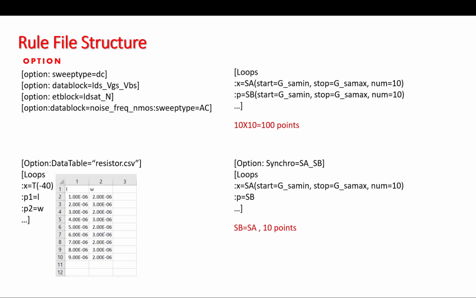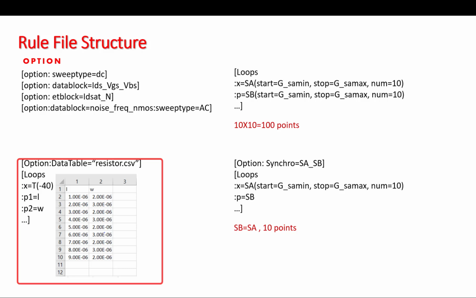You can also use the option part to control the loops. For example, if we have 10 lengths and 10 widths, you finally have 100 different combinations. But what we want is only 10 length-width pairs. In this case, you can enter a data table here and provide the table name, and put the file in the same directory as the rule file. Inside the table, you can see different width length combinations. It's only 10 pairs of width and length, not 100. So this is what we want: use the table to control the width length pairs.